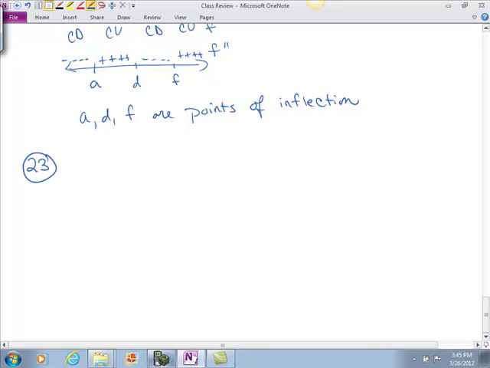It says figure 17 shows the derivative f prime of x on the interval from 0 to 1.2. Locate the points of inflection of f of x and the points where the local minimum and maximum occur. Determine the intervals on which f of x has the following properties. Okay, so let's make a sketch.